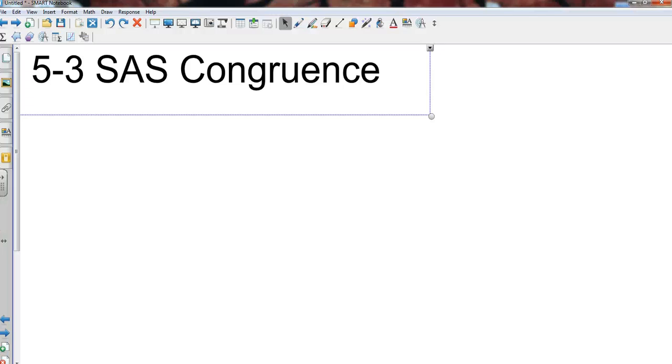Geometry, Chapter 5, Section 3. This is side angle side congruence. So when you see throughout the week the different S's and A's, please understand that we're going to do side angle side. We're going to do angle side angle. We're going to do side side side.